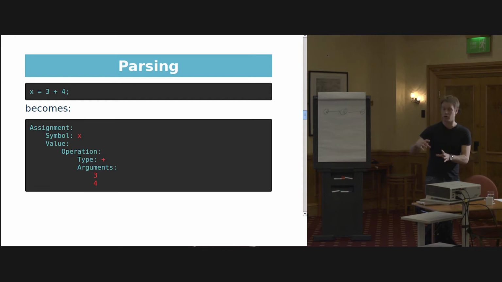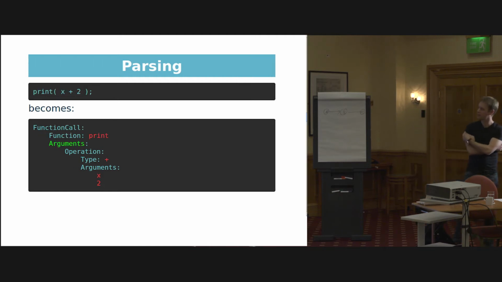That next tree is of type operation, and an operation has a type and arguments, and those arguments themselves could be smaller trees that go down, right? So this tree structure that we're making, the nodes, the parts of it are generally called abstract syntax tree nodes, but let's just call them tree structures. Here's another example.